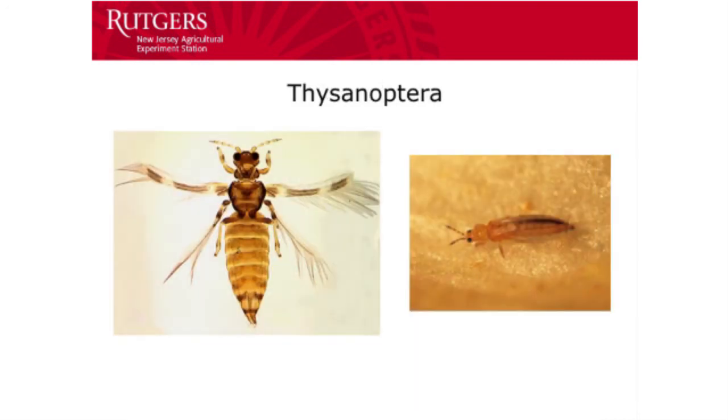Thysanoptera, tiny little insects. They have rasping, sucking mouth parts. They are problems in greenhouses. They are problems in certain crops. They're very small. Some of the species are predatory and eat the plant-feeding ones, and they can transmit diseases.